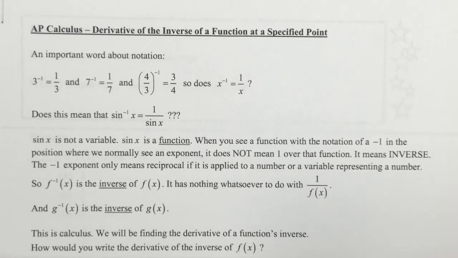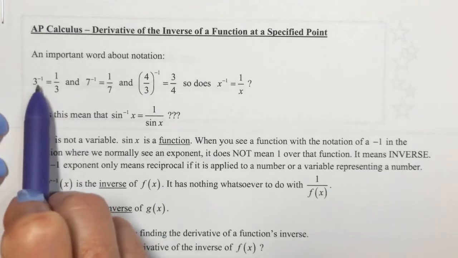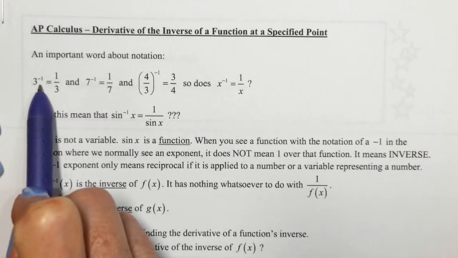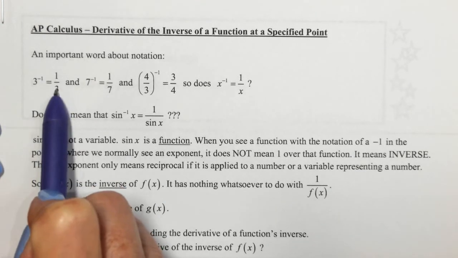Today we will be finding the derivative of an inverse function at a specified point. Before we begin, we're going to talk about notation for the inverse of a function, because it can often be confused with the notation for 1 over a value. So 3 to the negative 1 is equal to 1 over 3 to the positive 1.